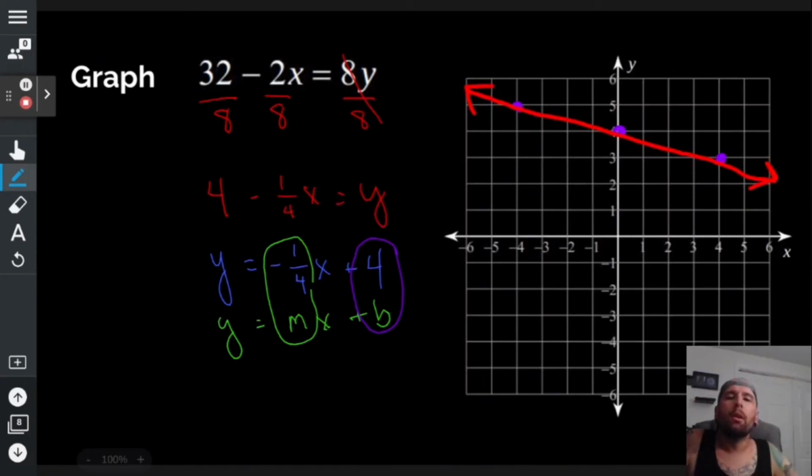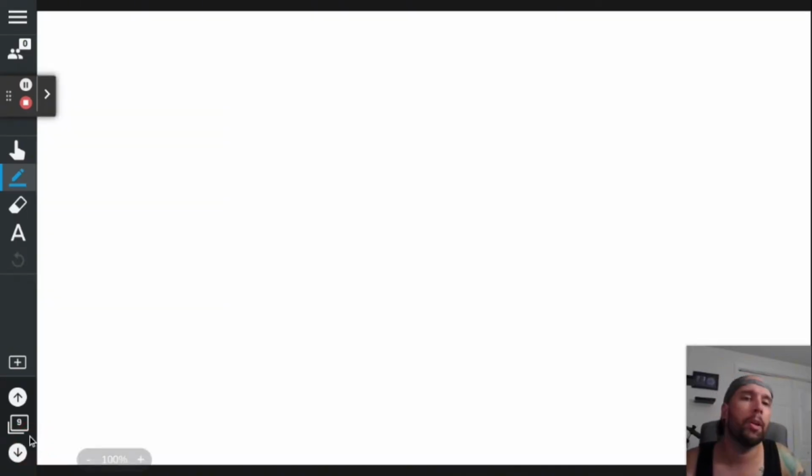Okay, but that's how you graph a line when it's not in slope-intercept form. This is not in any form. This is in standard. It's not slope-intercept. I had to do a little bit of work to make it slope-intercept. Okay, but that's that line right there. There it is.